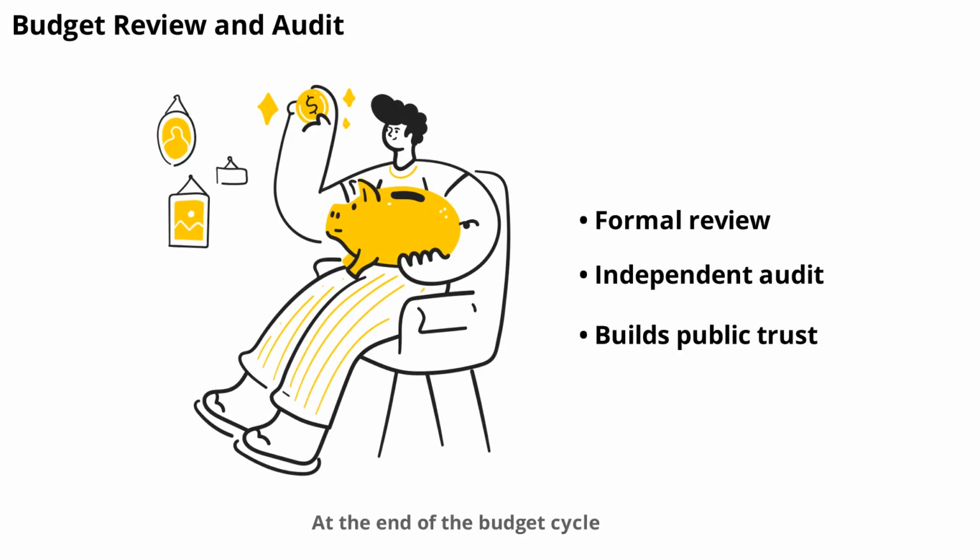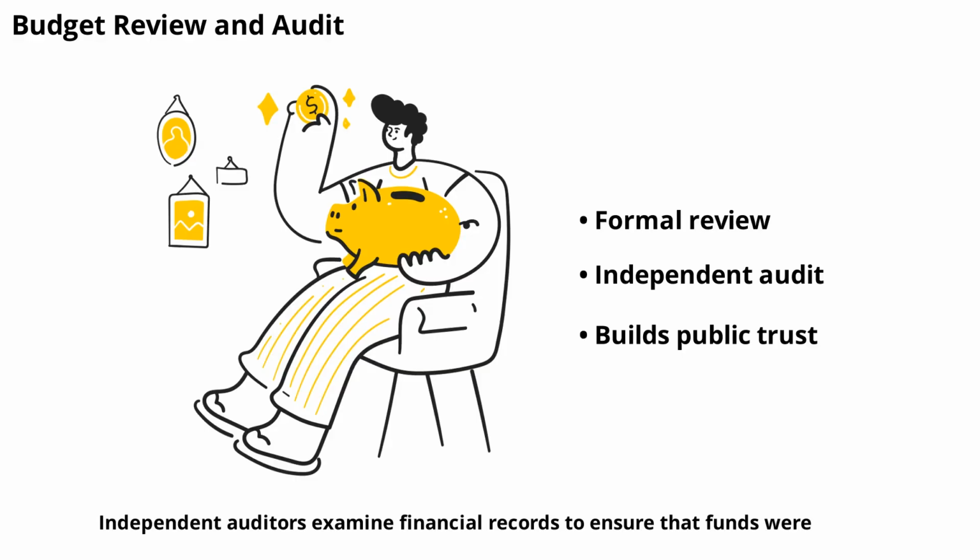At the end of the budget cycle, a formal review and audit are conducted. Independent auditors examine financial records to ensure that funds were spent as intended and that no fraud or waste occurred. The results are reported to the public and to government leaders. This final step is essential for building trust in the budget process and for learning lessons to improve future budgets.